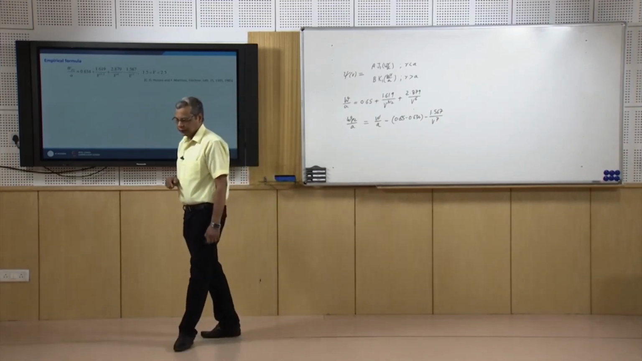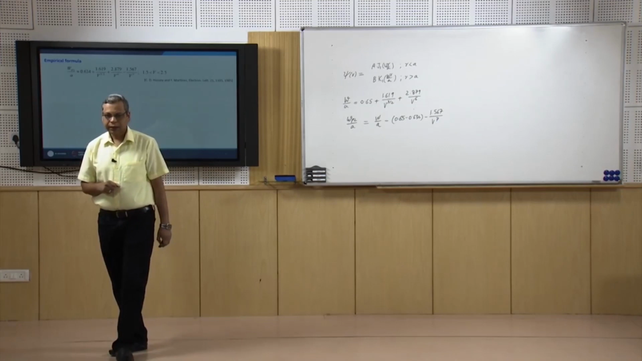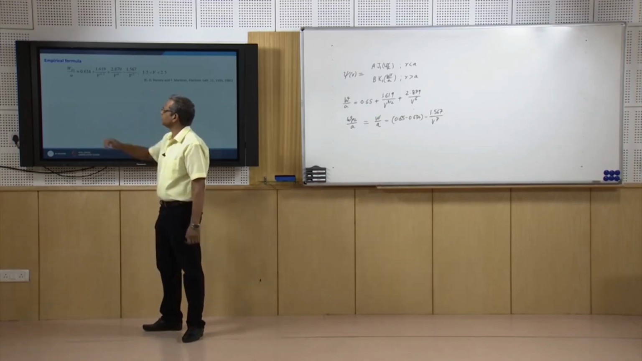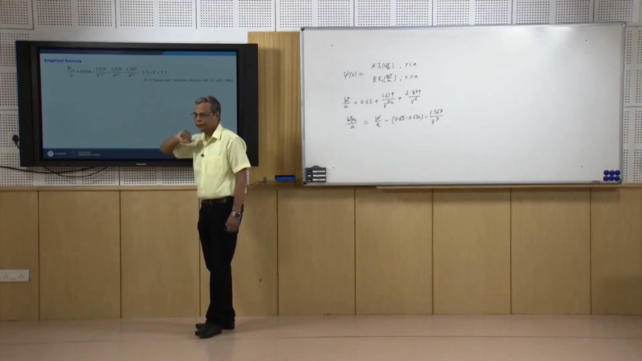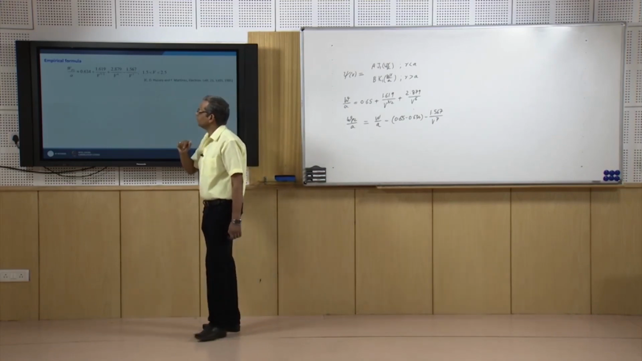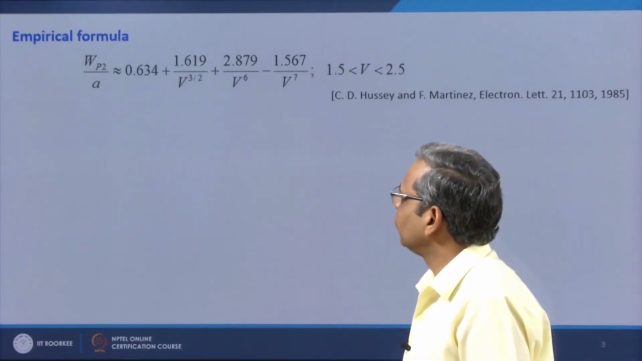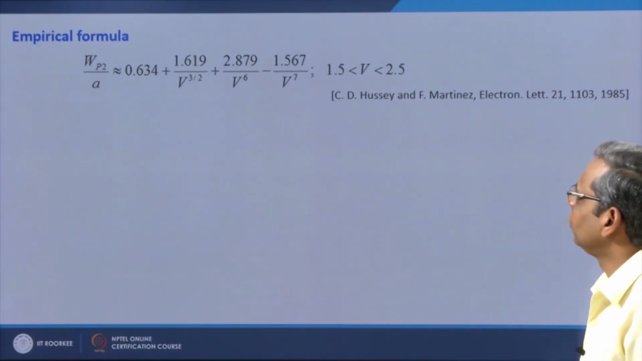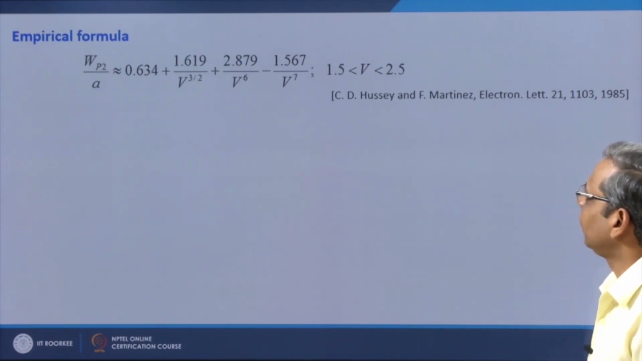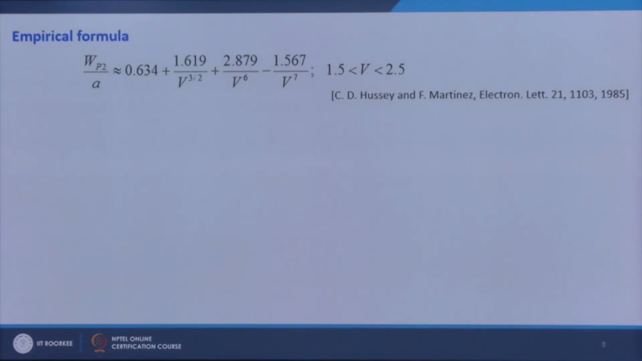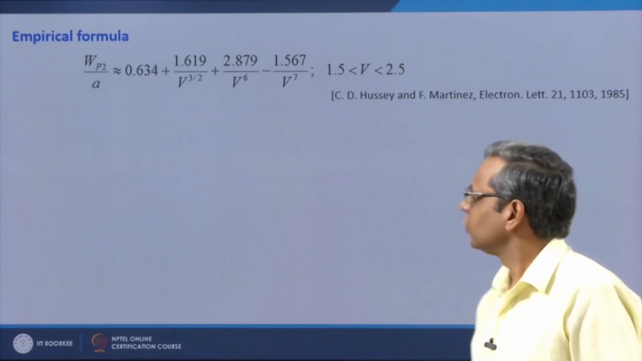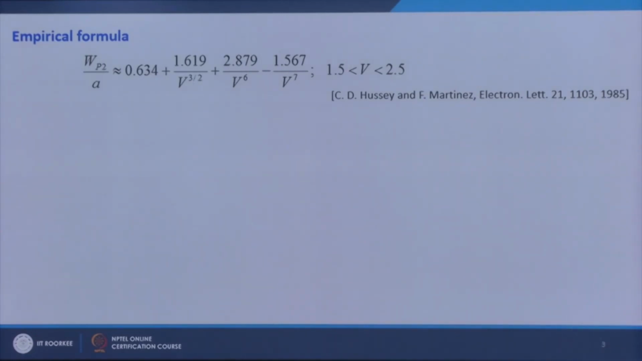As we had done in the case of Gaussian, we can also define an empirical relation between the Petermann 2 spot size Wp2 and the normalized frequency V, and it is given as Wp2 over a approximately equal to 0.634 plus 1.619 over V to the power 3/2 plus 2.879 over V to the power 6 minus 1.567 over V to the power 7, and this is quite accurate in the range of V from 1.5 to 2.5.